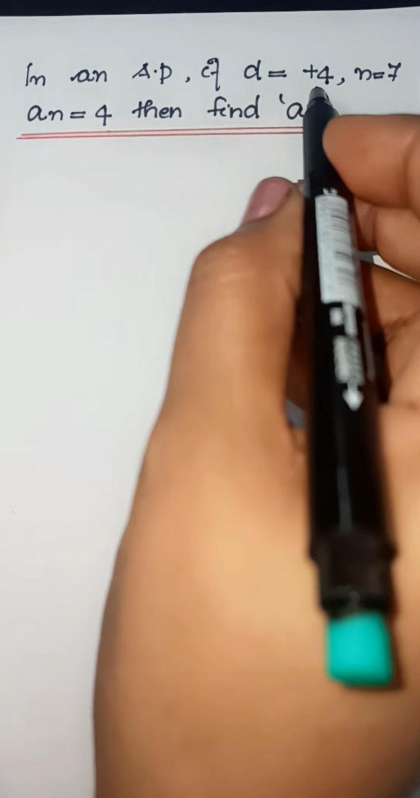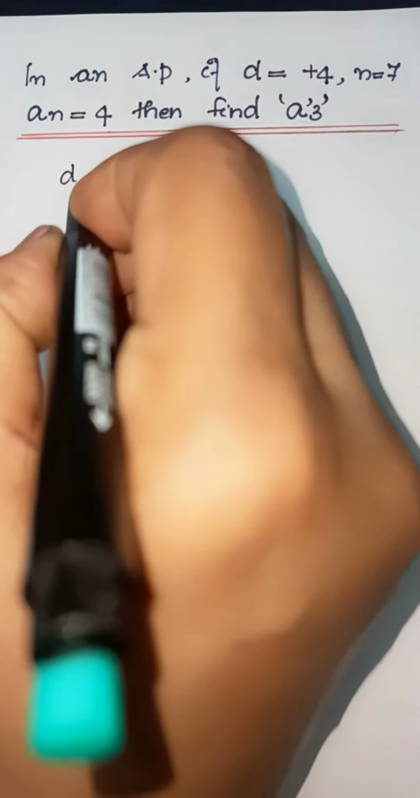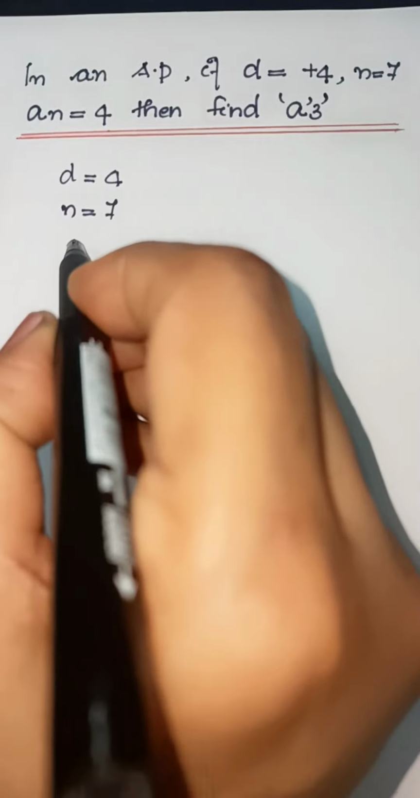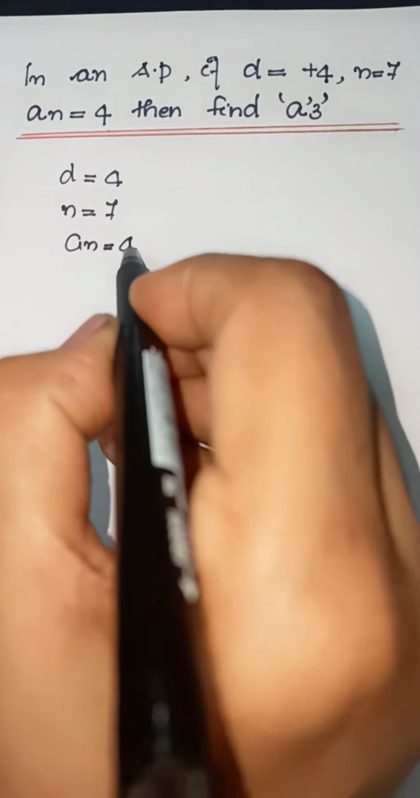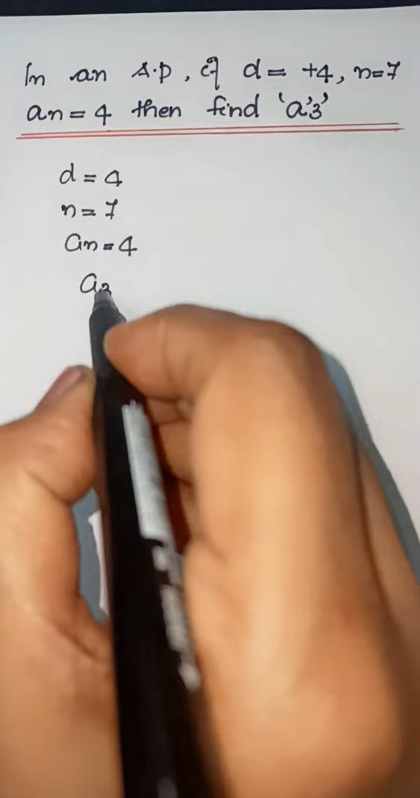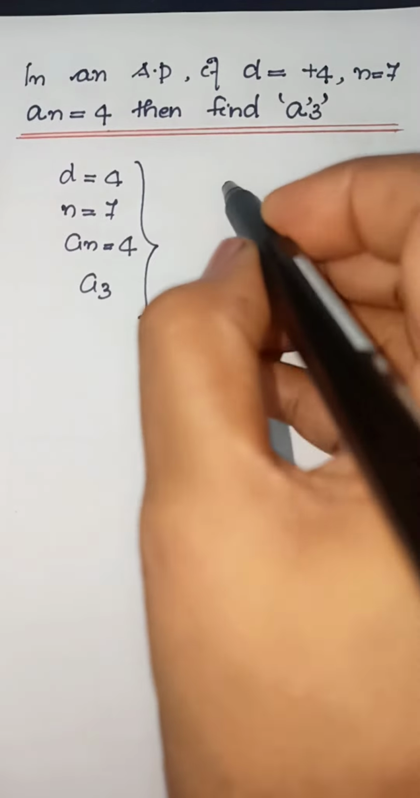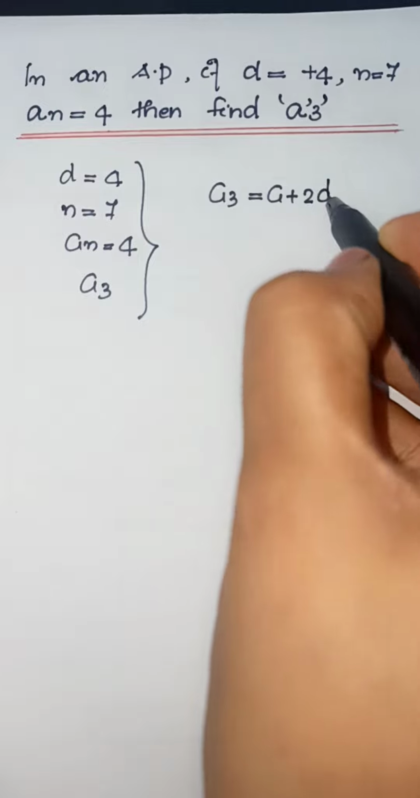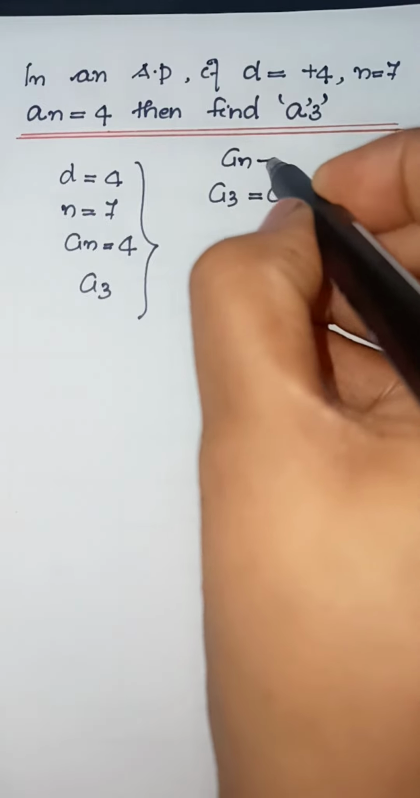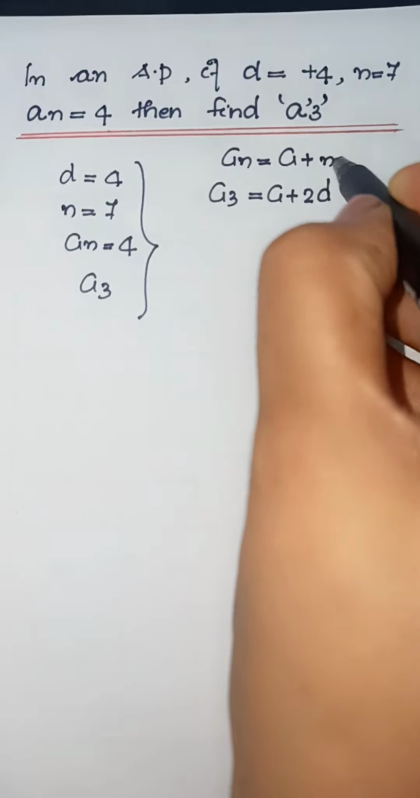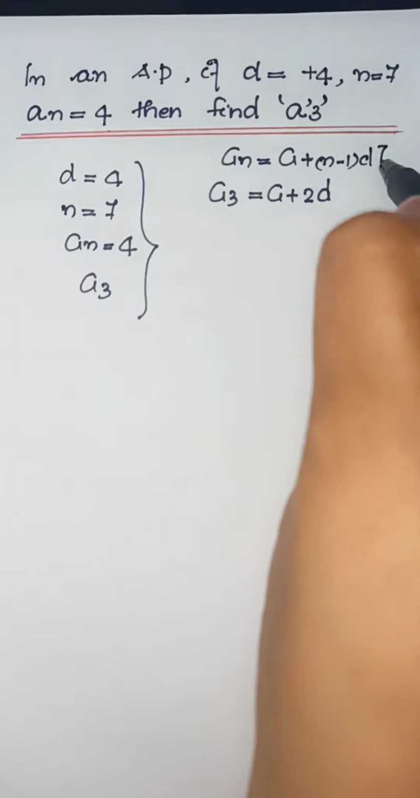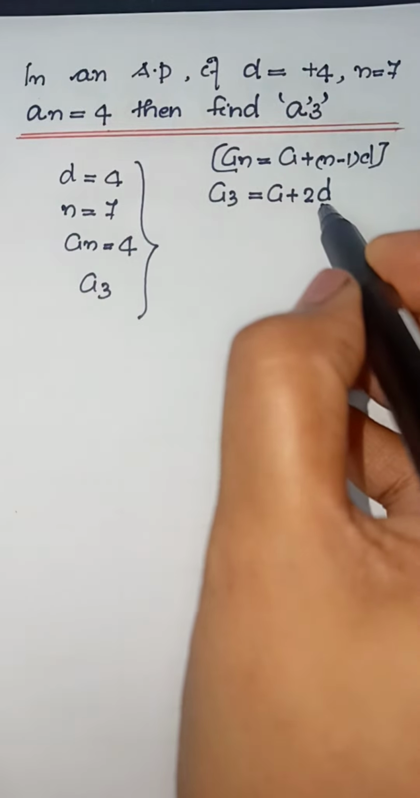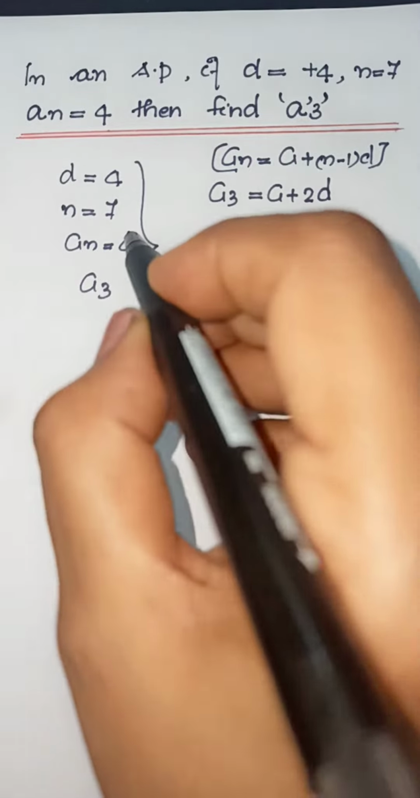In an AP, if d equal to 4, n equal to 7, and a7 equal to 4, then find A3. What is A3? A3 equal to a plus 2d. That is, a_n equal to a plus (n minus 1) into d. That's the formula. So here we know d is 4, but we have to find a from here.